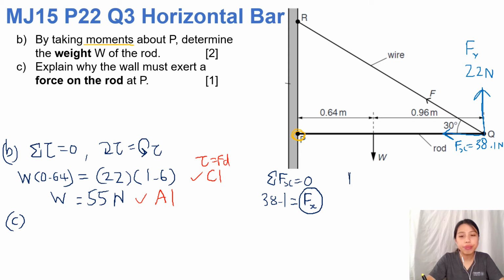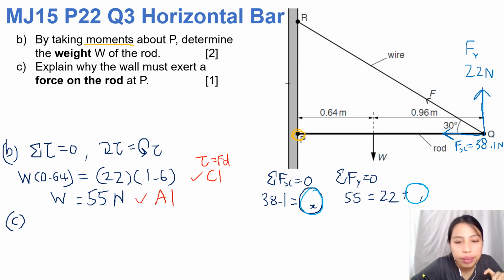How about vertical? All the vertical forces should add up to 0. Going down, we have the weight we found just now, 55. And going up, we only have 22. So we are missing some force. Actually, I should say some mysterious force is missing to make the whole system balance. So this mysterious force is actually the force at P, which we should give a name later. Let's call it force at P.